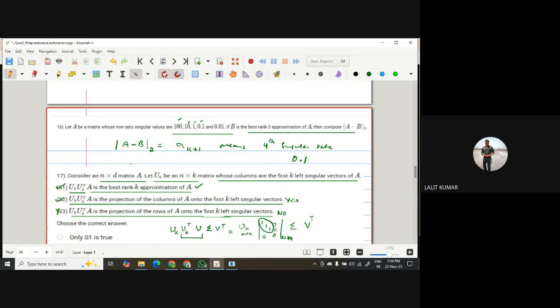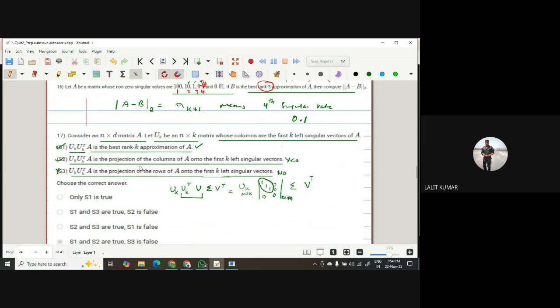Let A be a matrix whose non-zero singular values are given. If B is the best rank 3 approximation, then compute the norm of A minus B. So A minus B is always equal to your K plus 1 singular value. So K is 3, find the fourth. So 1, 2, 3, and 4. So this will be your answer.